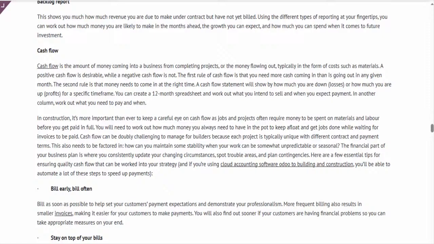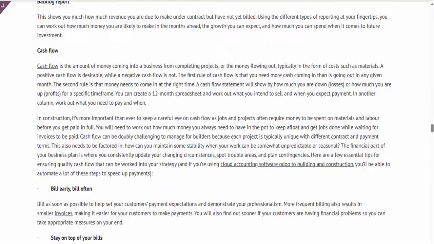Bill early. Bill often. Bill as soon as possible to help set your customers' payment expectations and demonstrate your professionalism. More frequent billing also results in smaller invoices, making it easier for your customers to make payments. You will also find out sooner if your customers are having financial problems so you can take appropriate measures on your end.